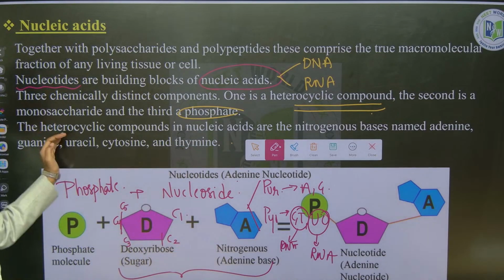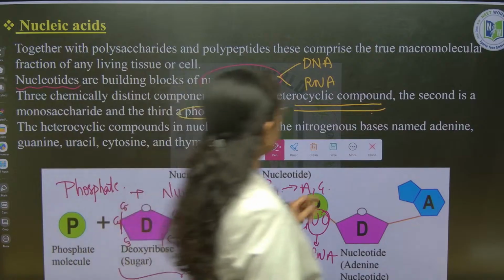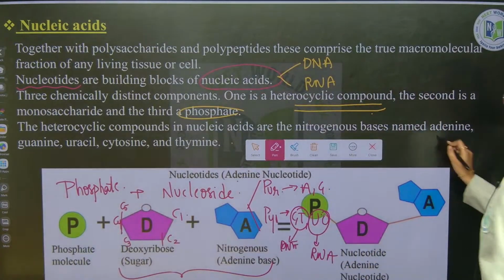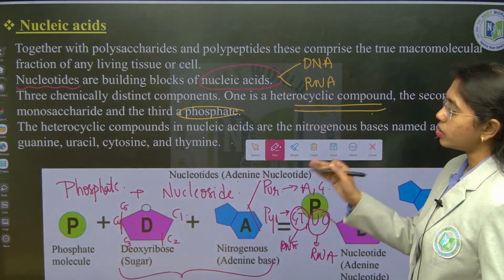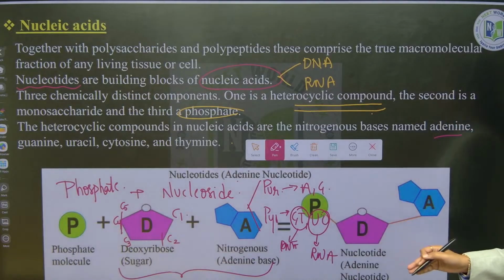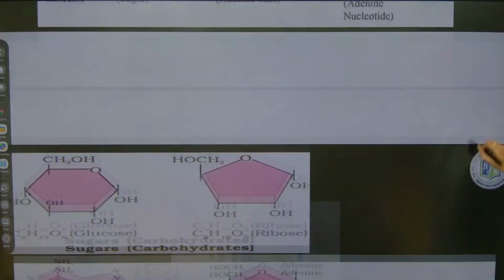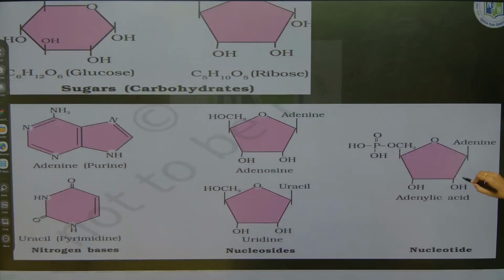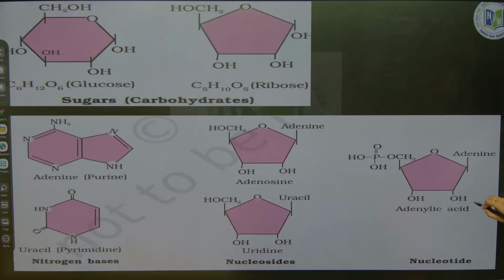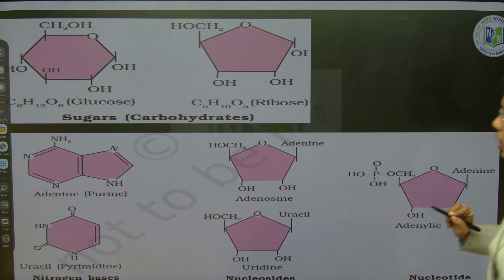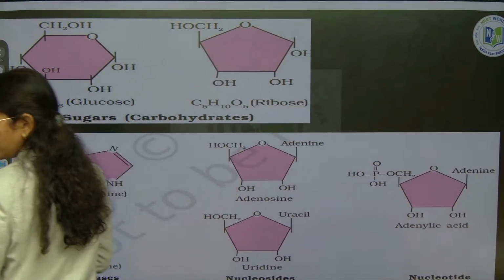Okay, the heterocyclic compounds in a nucleic acid are nitrogenous bases like adenine, guanine, uracil, cytosine and thymine. Till here it is clear, right? Next. Yeah, these are the diagrams that are given. If you see here, sugars.